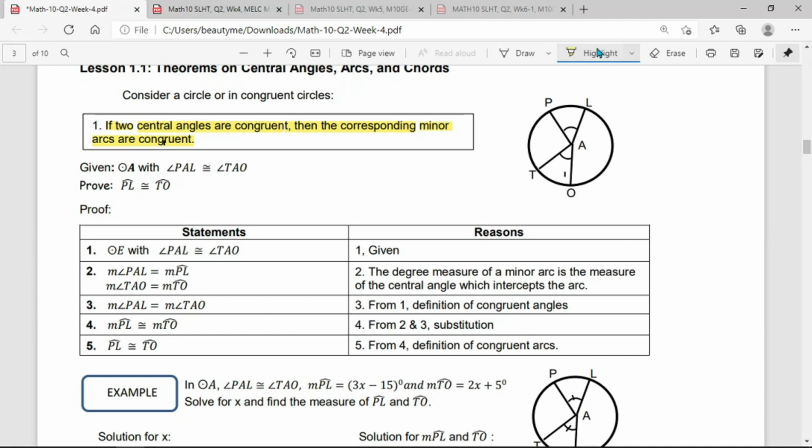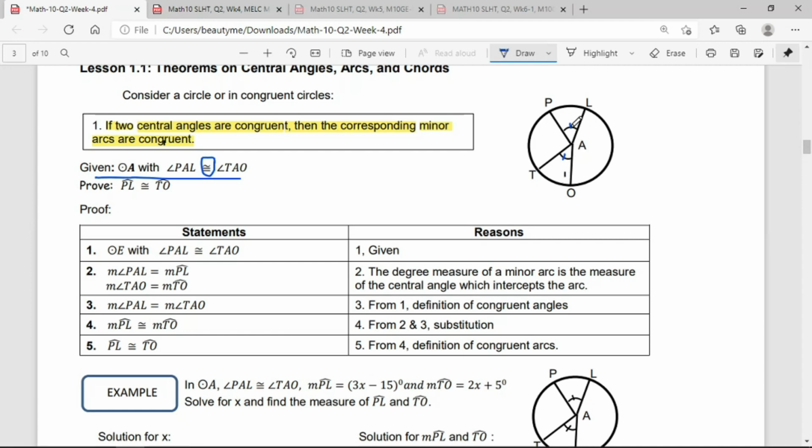So using this figure, as you can see, we have circle A, and we have angle PAL and angle TAO. They are two central angles, and from the given, they are actually congruent. So this is the symbol for congruent. It means that, for example, if angle PAL measures 50 degrees, then TAO is also 50 degrees because they are congruent.